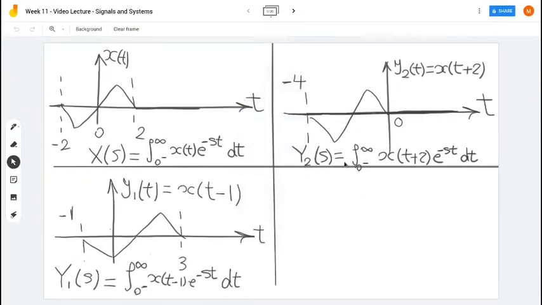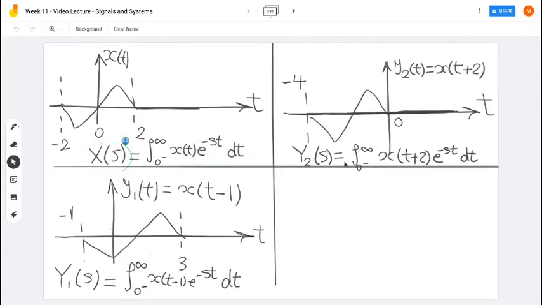So let's first talk about this situation. We have a signal extending from minus 2 up to 2. Computing the unilateral Laplace transform, by definition we start the integration at instant 0. So we'll be integrating from 0 up to infinity x of t e to the minus st dt. This would be x of s.